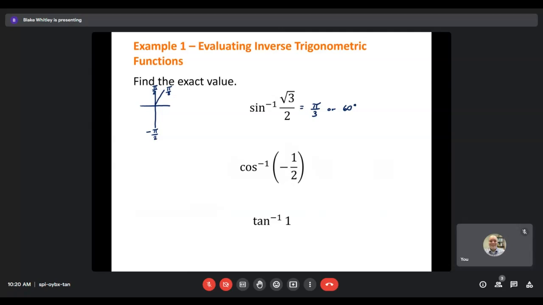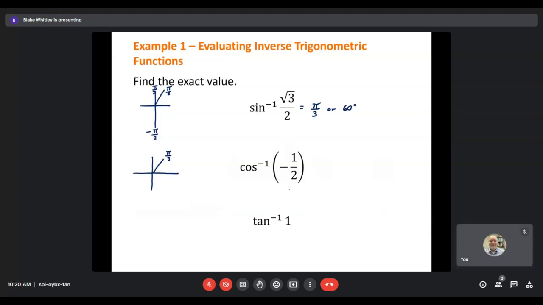All right, now the next one says inverse cosine of -1/2. Okay, so in this case, we don't actually have a -1/2 in our table of values, but we do have a +1/2. So if you look at the cosine, where cosine is +1/2, that angle is actually going to be pi over 3. Okay, so the cosine at pi over 3 is actually going to give us a +1/2.